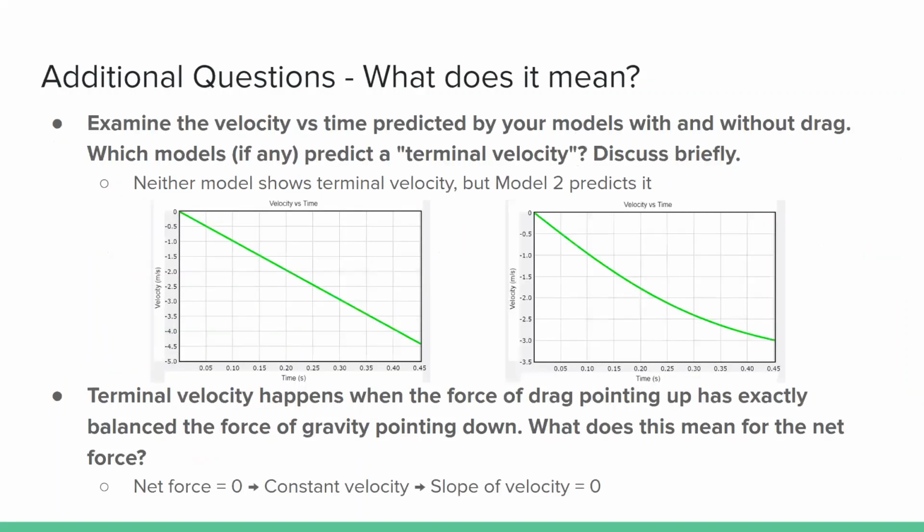For the additional questions, what does it mean? Neither of my models explicitly shows the eraser reaching terminal velocity, but Model 2 on the right predicts it. Terminal velocity occurs when the force of drag is equal and opposite to the force of gravity, thus making the net force in the y direction 0, which means that there's a constant velocity and its slope is likewise 0. In Model 2, we don't see the slope of the velocity reach 0 on this velocity versus time graph, but it seems that the curve is leveling out towards it.